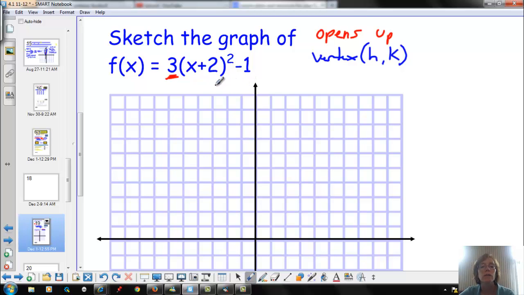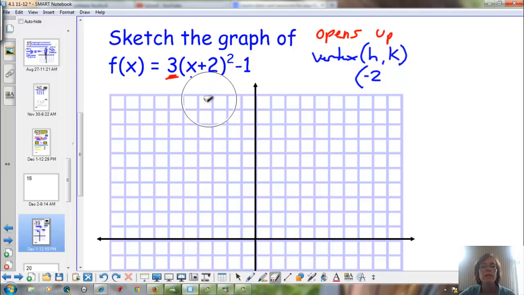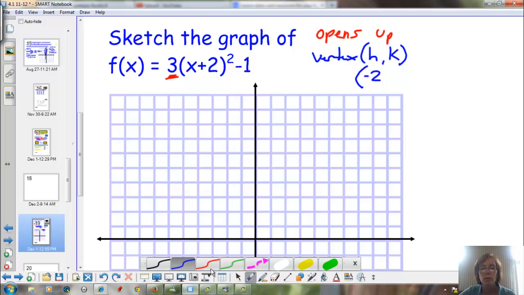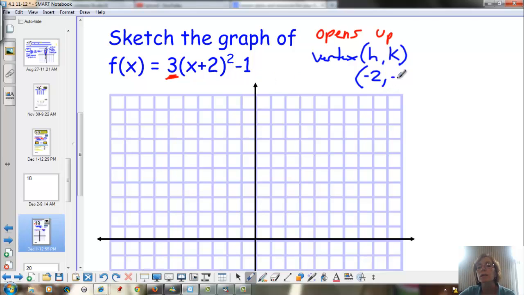Or another way to look at this is, what number would I need to plug in for x to get this parentheses here to equal 0? I would need to plug in negative 2 for the x, because negative 2 plus 2 would give me 0. So negative 2 is really our h. So that's another way of thinking about it. What about the k value? That's the number that's hanging around on the outside, and that's the negative 1. So our vertex is going to be negative 2, negative 1.